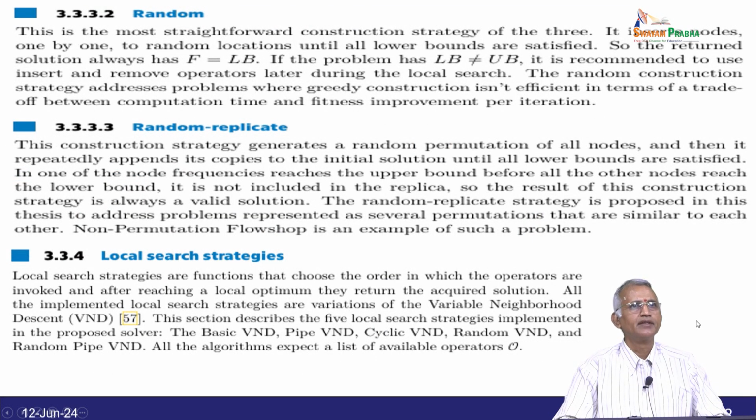Next, random. This is the most straightforward construction strategy of the three. It inserts nodes one by one to random locations until all lower bounds are satisfied. So, the returned solution always has f equal to lb. If the problem has a lower bound not equal to the upper bound, it is recommended to use the insert and remove operators.